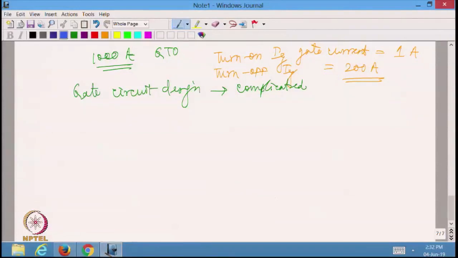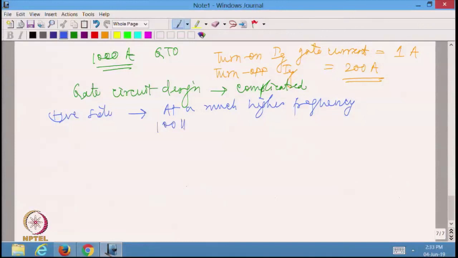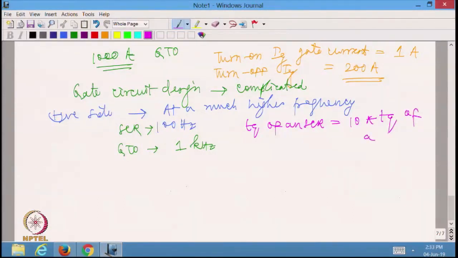But the flip side of it, or positive side of it, is we would be able to operate at a much higher frequency. So, if I say that normally thyristors work only around 100 hertz, that is the normal operating frequency of an SCR, GTO can easily operate until 1 kilohertz, because if I compare the turn off time of an SCR, this will be almost 10 times the turn off time of a GTO. So, the operating frequency can increase tenfold. This is the advantage of GTO, right.